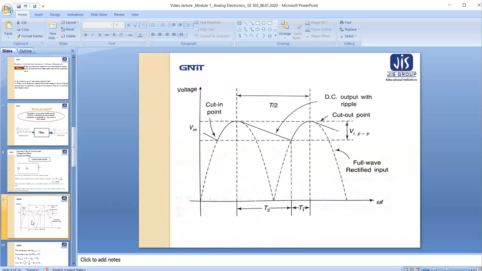Now we will go to the derivation of the ripple factor of this filter. Before going to the derivation, we will first study the output waveform of this filter.